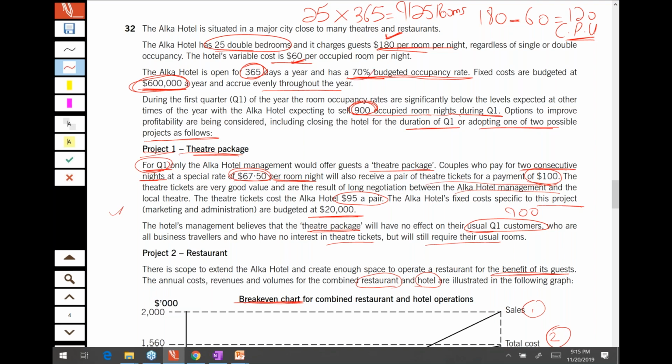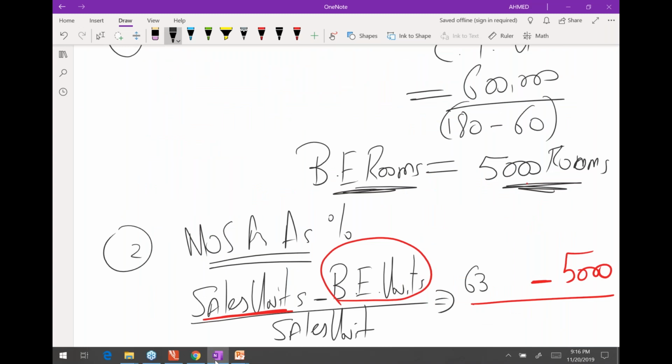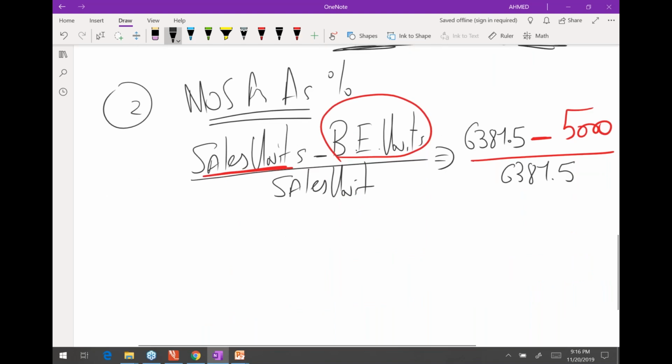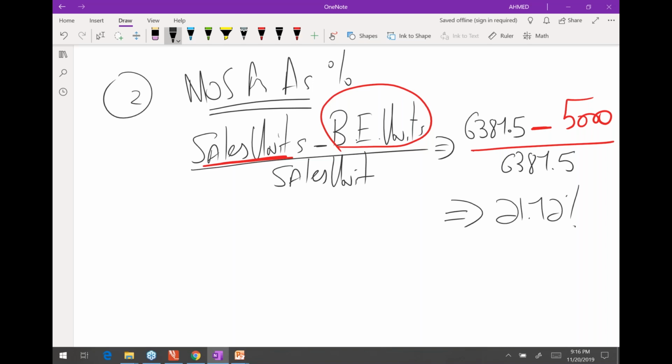It says that we work at 70% capacity. So 9125 multiplied by 70% makes 6387.5, which means the total number of rooms that we are able to sell in a year are 6387.5. From this 9125 we sell 70%, so our sales units is 6387.5. Then 6387.5 minus 5,000 divided by 6387.5 gives you a percentage of 21.72%. This is margin of safety.